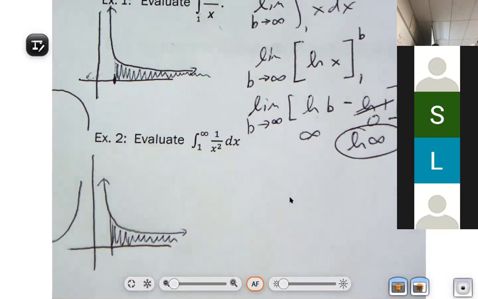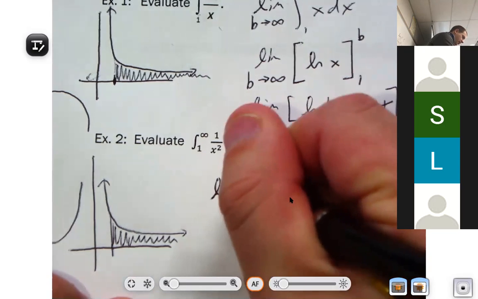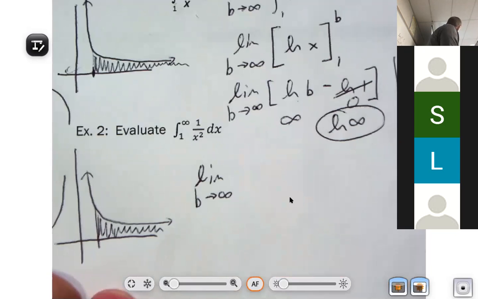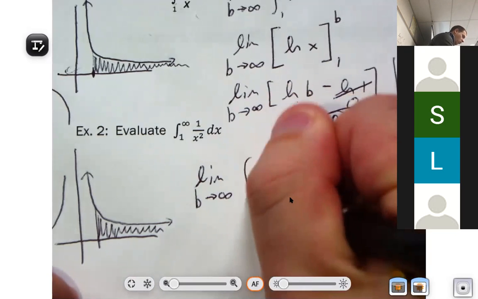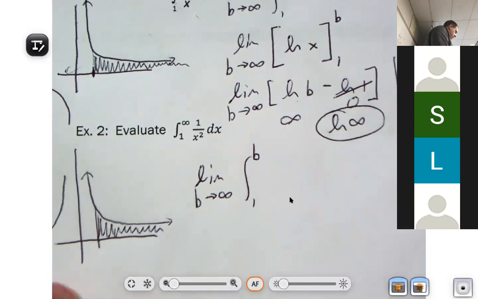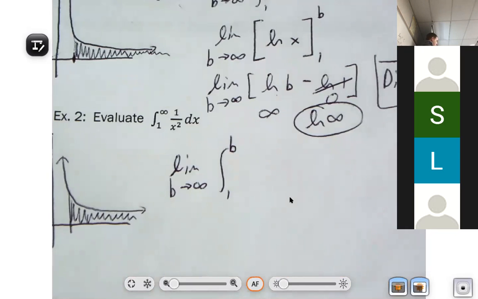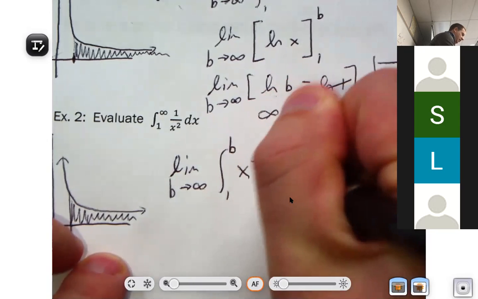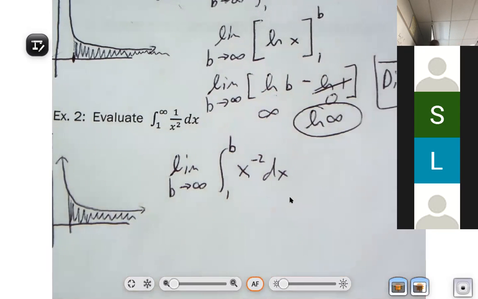It looks like the same exact problem, same exact graph, right? But let's look at what happens on this one. So again, I'm going to take the limit as b goes to infinity, and I'm going to integrate from 1 to b. Instead of writing 1 over x squared, I'm going to write x to the negative second, because we can actually use the power rule on this one. The last one we couldn't, but this one we can. So now I'm going to integrate x to the negative second.